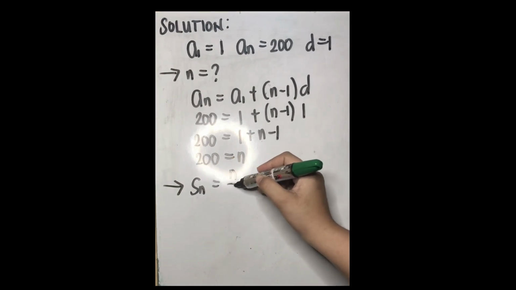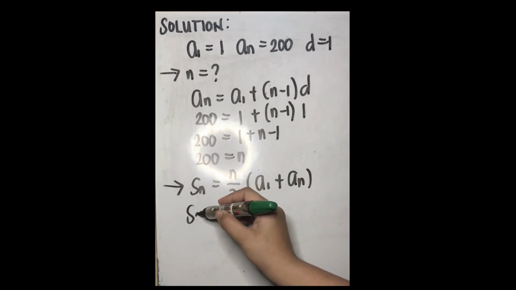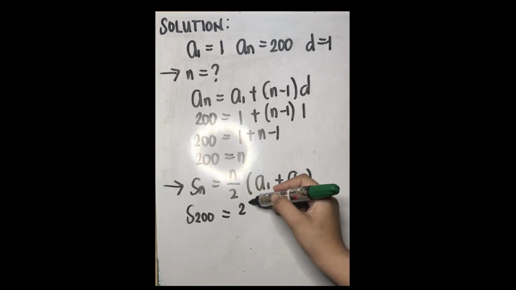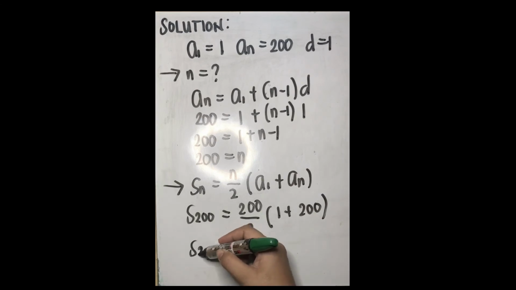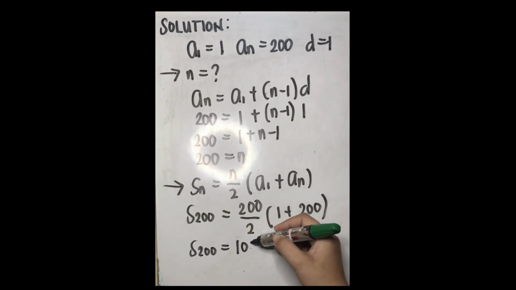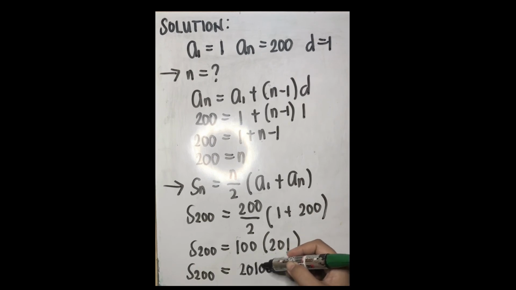We can now solve the sum. We're going to use the first formula: s sub n equals n over 2 times a sub 1 plus a sub n. So s sub 200 equals 200 over 2 times the quantity of a sub 1, which is 1, plus the last term, 200. Then s sub 200 equals 100 times 201. The sum of the first 200 natural numbers is 20,100. That's it.